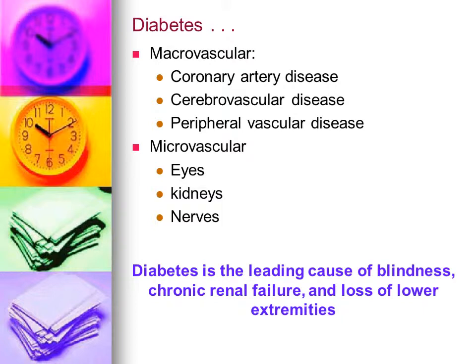Macrovascular disease is a disease of any large blood vessel in the body. It is a disease of the large vessels, including the coronary artery, cerebrovascular, and peripheral vascular disease. Your small vessel disease is sometimes called coronary microvascular disease or small vessel heart disease, and this affects your eyes, your kidneys, and your nerves.